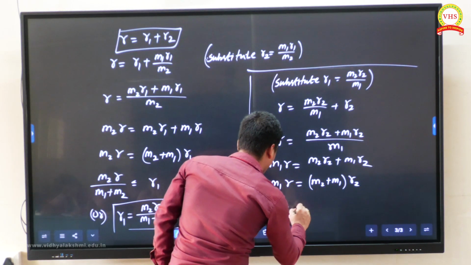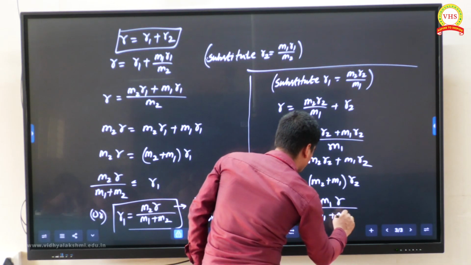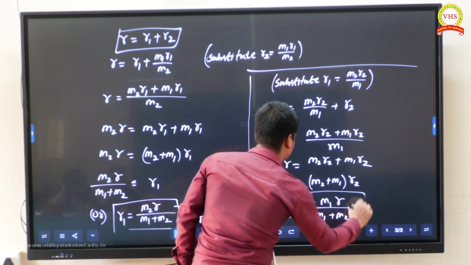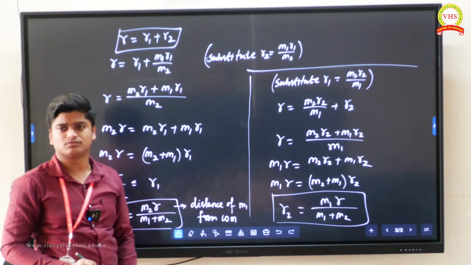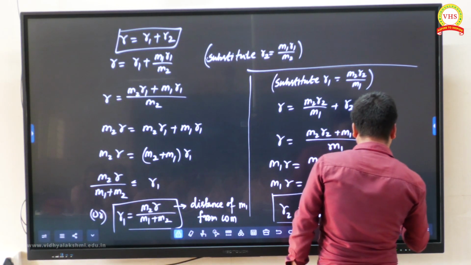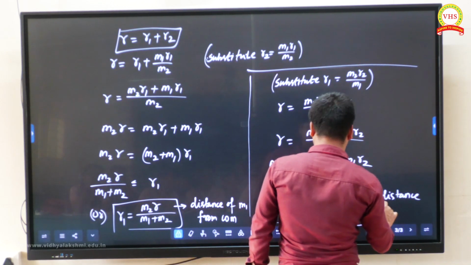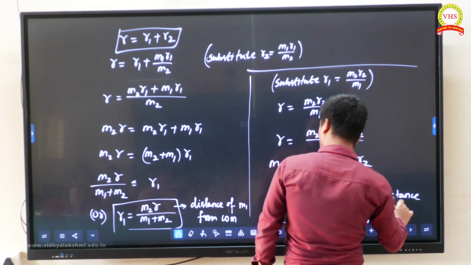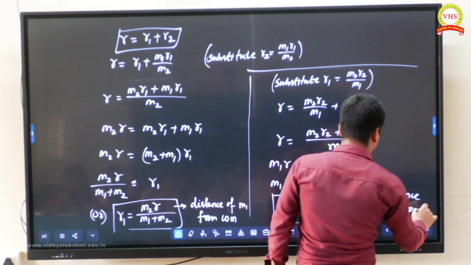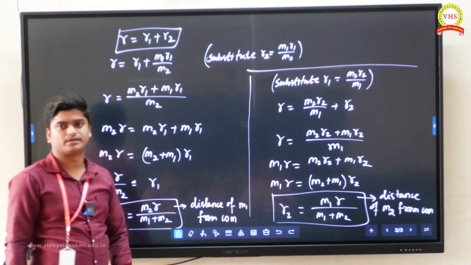Now directly you can write R2 equal to M1 R by M1 plus M2. You check all of it. What is this R2? R2 is the distance of M2 from the center of mass. R1, R2 you are getting. Clear idea?